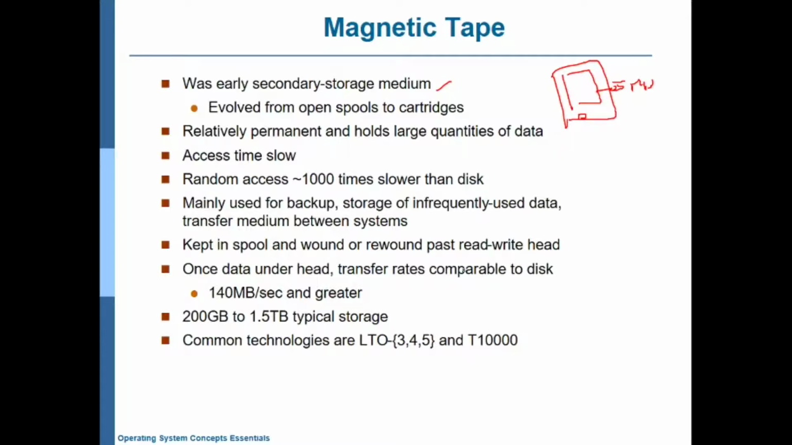Magnetic tape was mainly used for backups, storage of infrequently used data, and transferring data between systems. It is kept in a spool and wound or rewound past the read-write head. Once the data is under the head, the transfer rate is comparable to disk. Typical storage is 200 GB to 1.5 terabytes. The common technology used was LTO.